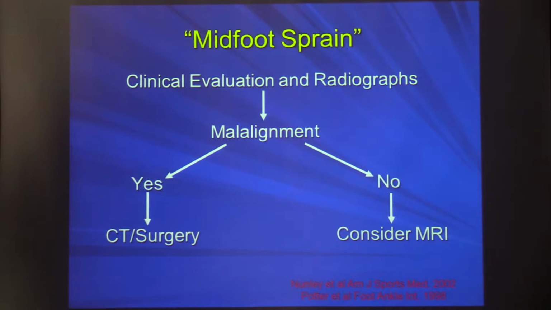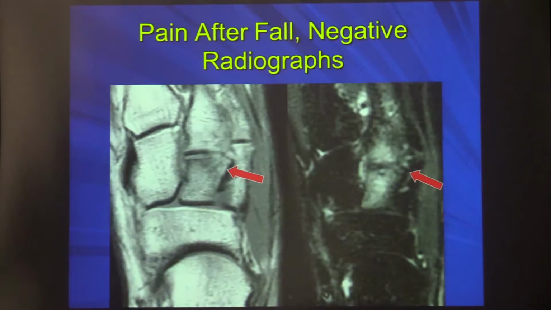Patient comes in with midfoot sprain, we suspect tarsometatarsal joint injury. If there's malalignment on weight-bearing radiographs, we're probably done with the workup. That patient may get a CT for surgical planning or may go right to surgery. There really is no value for MRI in this case. If there is no malalignment, and it's important to make the diagnosis, and again, I mentioned the medical legal climate in the United States with regard to missing these, it's important to consider an MRI.